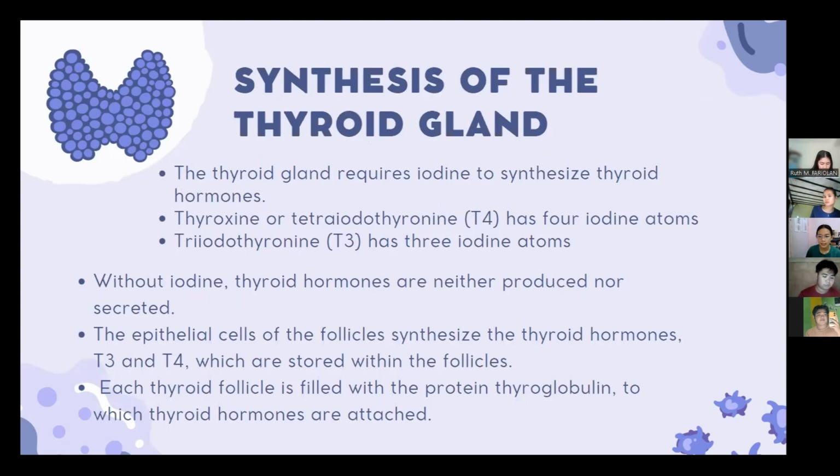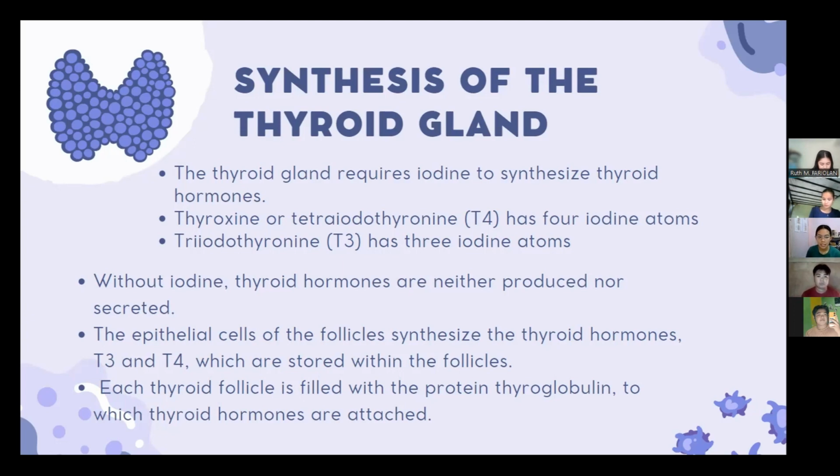The thyroid gland requires iodine to synthesize thyroid hormones. So the thyroid gland actively takes up iodine from the bloodstream to incorporate it into the synthesis of thyroxine, which has four iodine atoms, and triiodothyronine, which has three iodine atoms. Without iodine, thyroid hormones are neither produced nor secreted. In the absence of sufficient iodine, the thyroid gland cannot synthesize thyroxine and triiodothyronine, leading to a deficiency of these critical hormones.